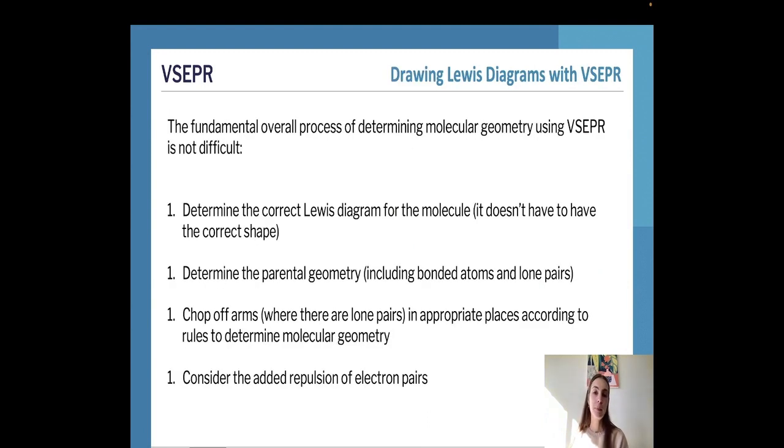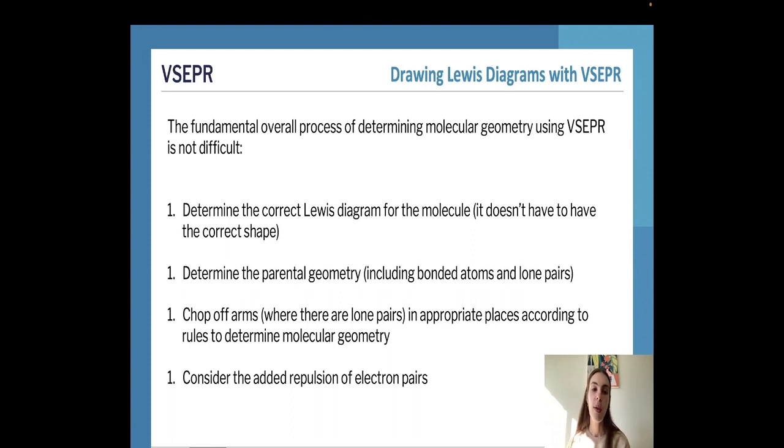So we want to learn how to draw Lewis diagrams using VSEPR. The fundamental process of doing this is not that difficult. We just want to first focus on drawing the Lewis diagram and then understanding what the parental geometry is in order to then understand the repulsion that's occurring in these molecules. The first thing we want to do is determine the correct Lewis diagram for the molecule. It doesn't need to be the correct shape, it just needs to show all of the atoms and what is going to be bonded by what.